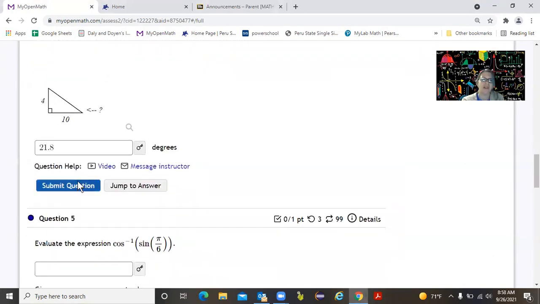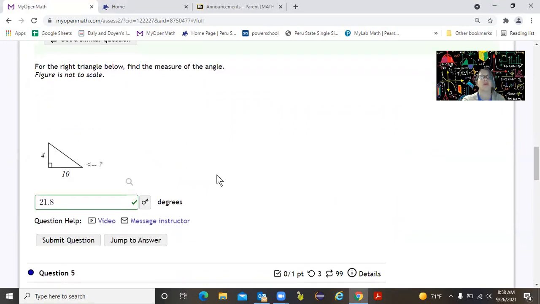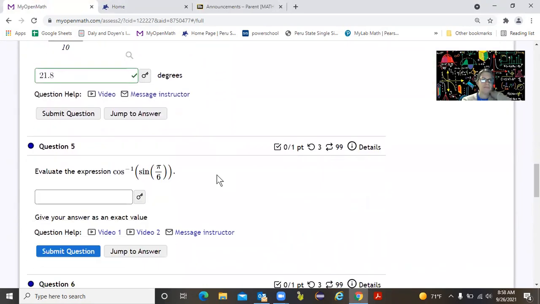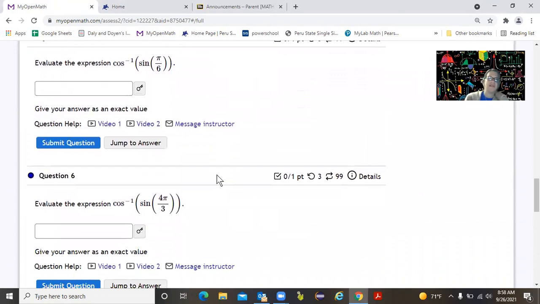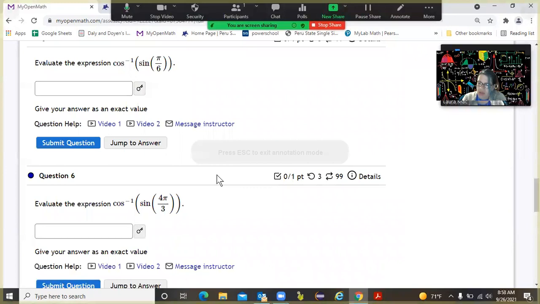Again, this one didn't specify the number of decimals, so we were good there. Okay. So this is back to using our inverses, and it's really about practicing with the types of answers you'll get here. So if we look at this one, we can just evaluate the inside first. So the sine of pi over 6, we know to be 1/2.